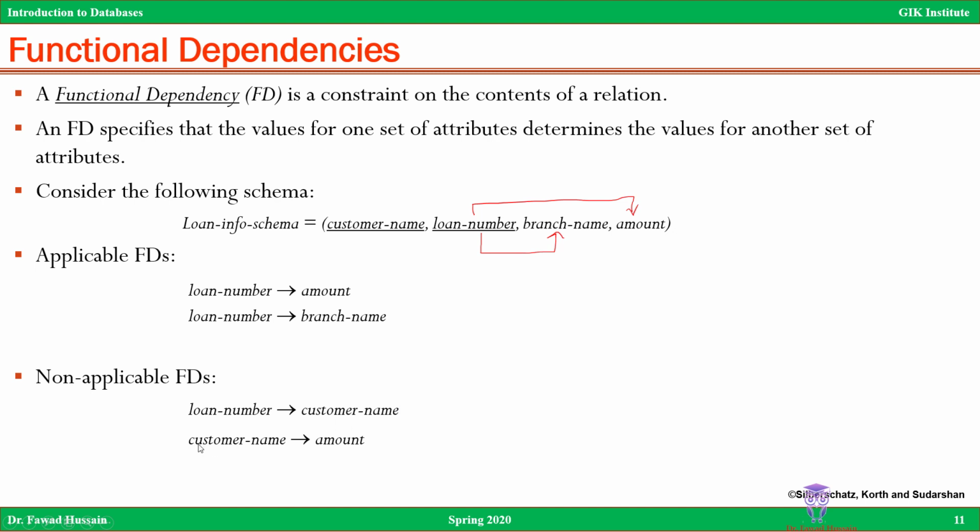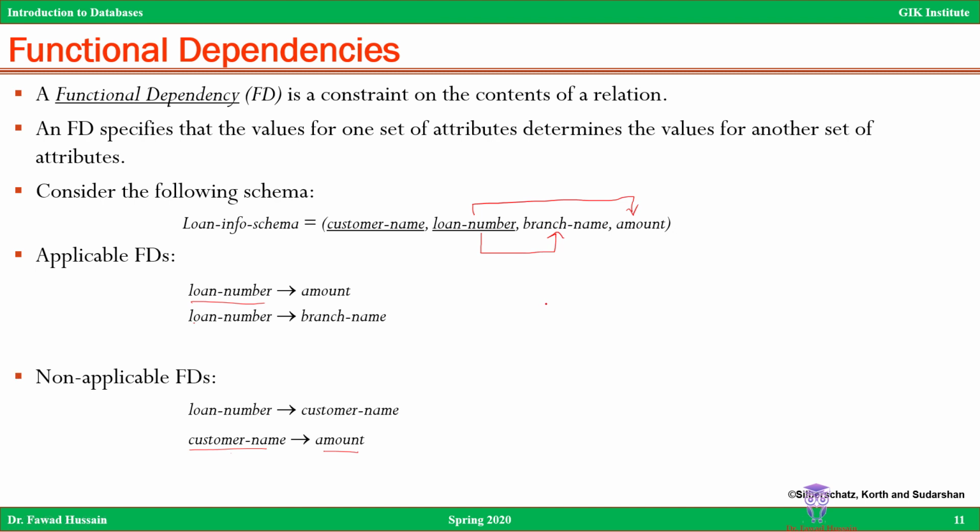And if I say customer name determines the amount, no, it doesn't. So this here, it may look logical. You know, I can look at the customer and I can figure out what's the amount this person has taken. Why is loan number a determinant of amount and customer is not a determinant of amount?